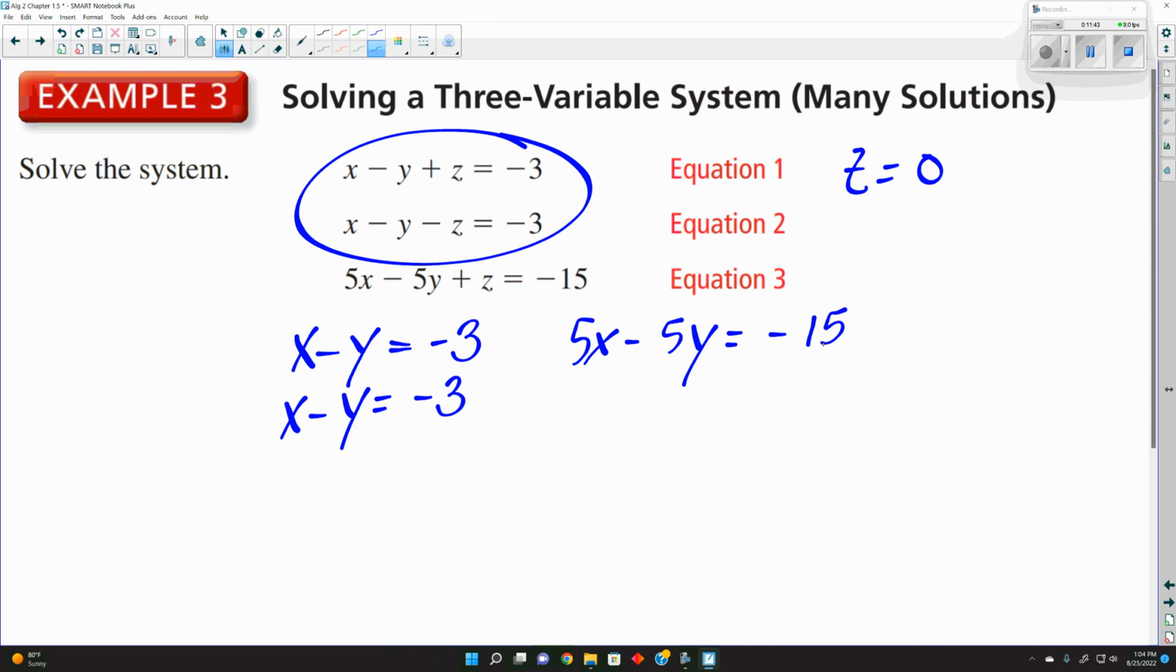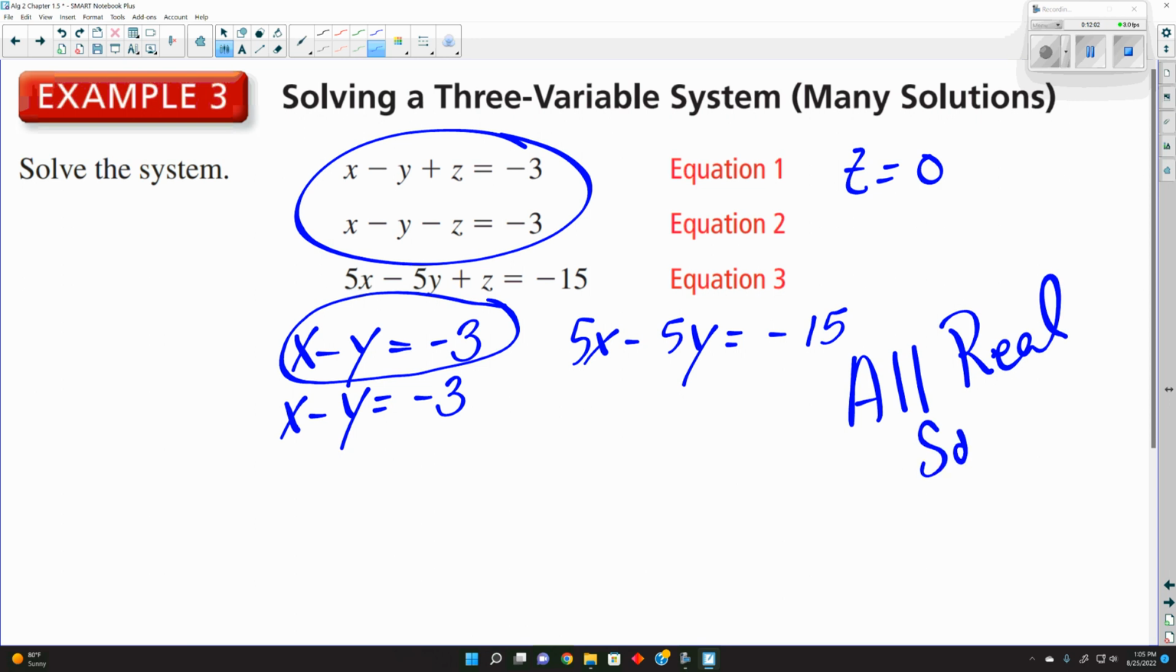These two here, are they the same? What happens if I multiply this one by 5? 5 times x is what? Which is the same as this one here, yes? This is all real solutions.